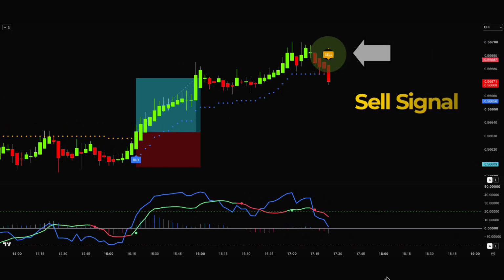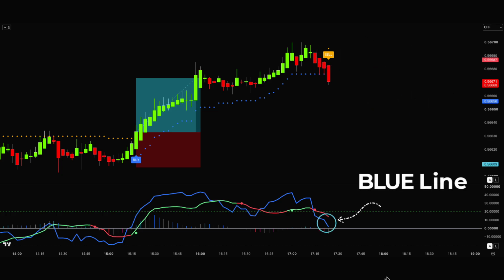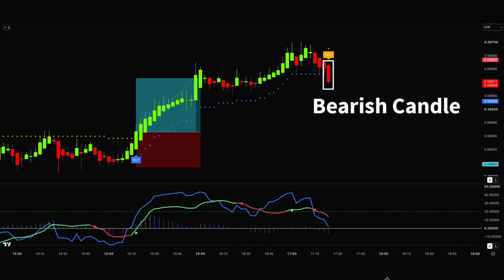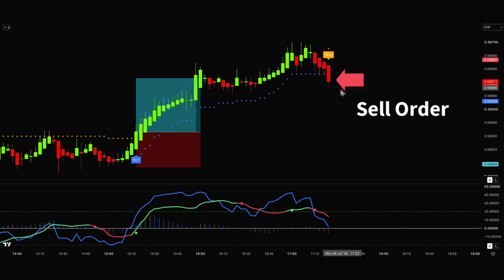Here the Super Trend with buy-sell signals arrow down of this is sell signal. Here the blue line of volume-weighted RSI is below the red line. Here market has made a bearish candle to give confirmation. So all our conditions are being fulfilled, so we are placing an order to sell.